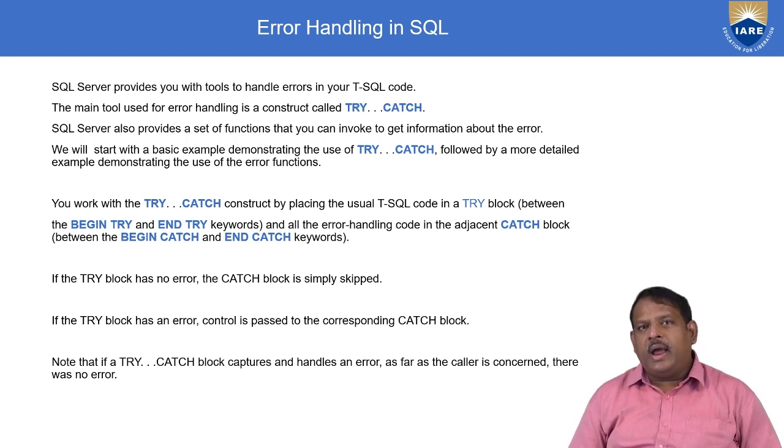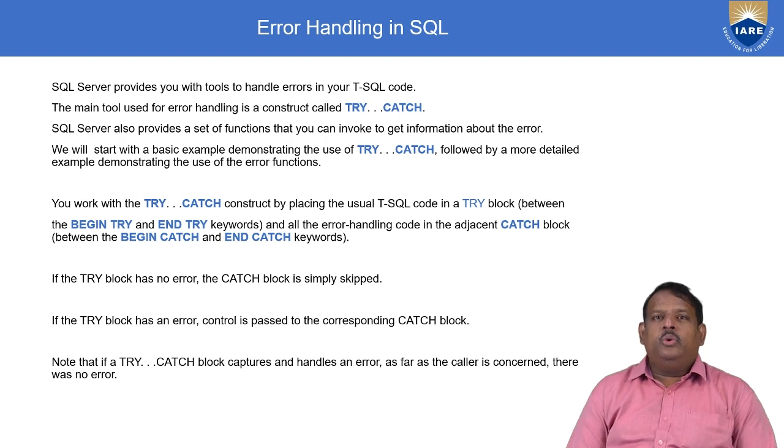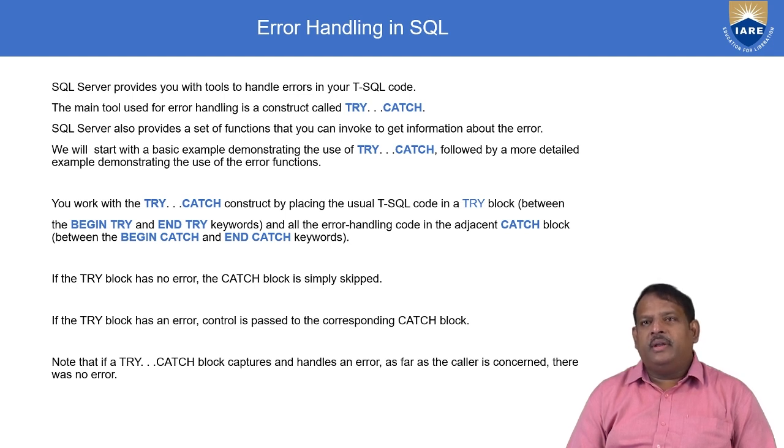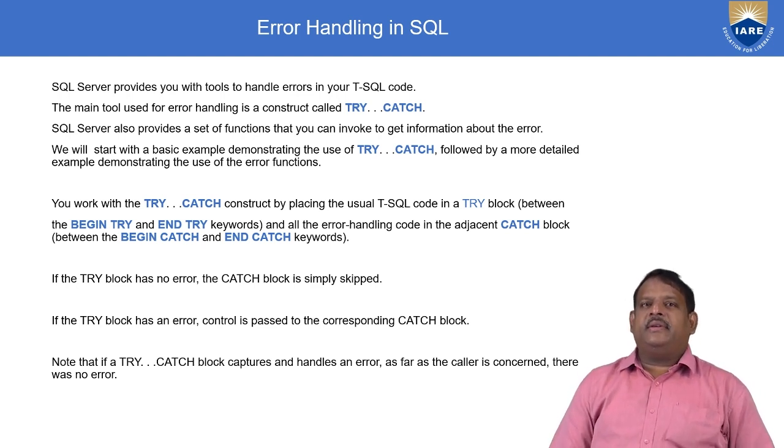So how do we handle this here? The main tool used for error handling is a construct called the try-catch block. Like any other programming language, Java or Python, here also we have the try and catch block. So what is try and catch? In the try, you write your code. If you are getting any error, we'll catch it in the catch block. So in SQL also we have a construct called try and catch.